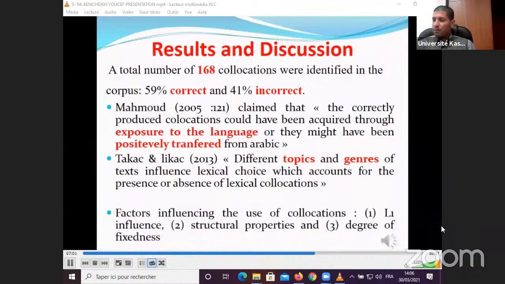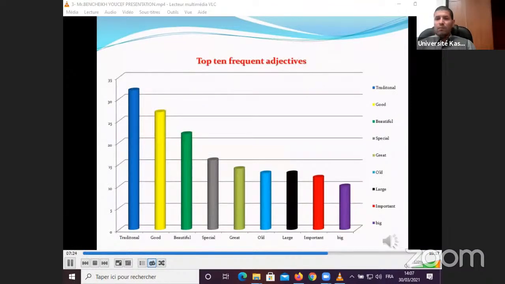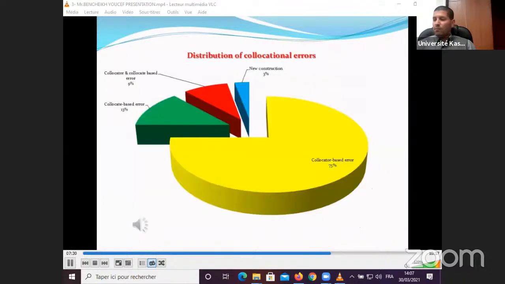So the top 10 frequent adjectives in the corpus were traditional, good, beautiful, special, great, old, large, important, and big. As the figure shows, 75% of the errors are collocator-based errors, 13% are collocate-based errors, 9% are both collocator and collocate-based errors. 3% is for new constructions, what other researchers call creative constructions.